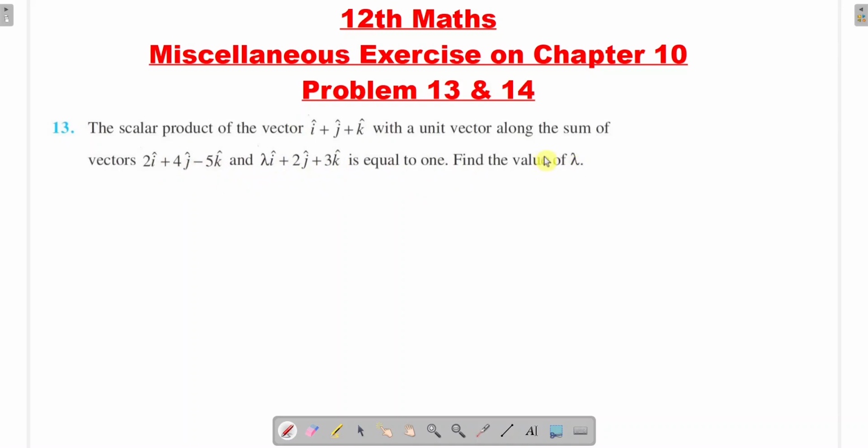So what we have to do is find the vector which is a unit vector and whose scalar product with this vector is 1, and which is also along the sum of the two vectors given to us. We have to find the value of this lambda here. So let's start solving the problem.